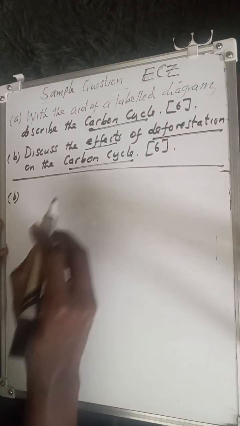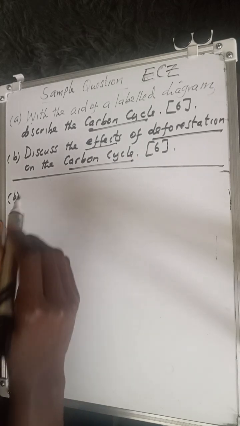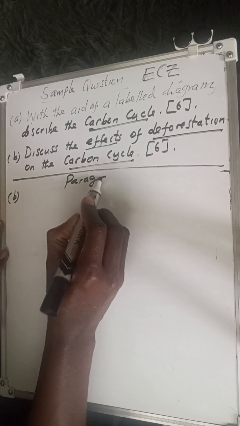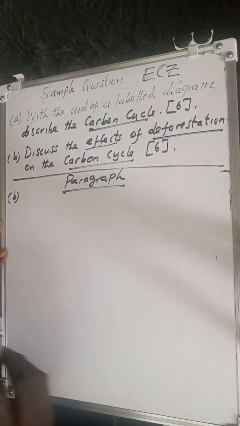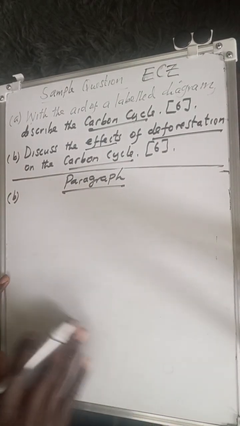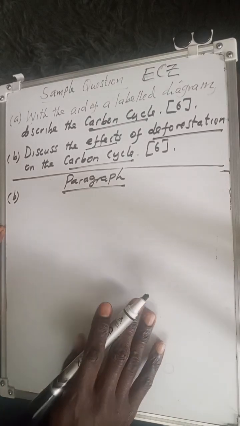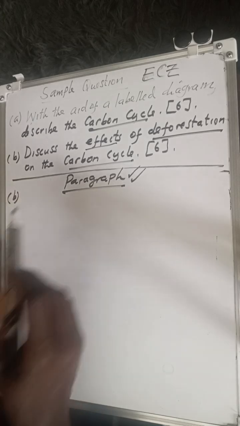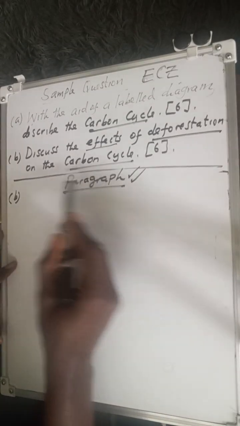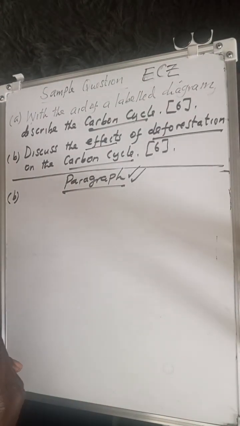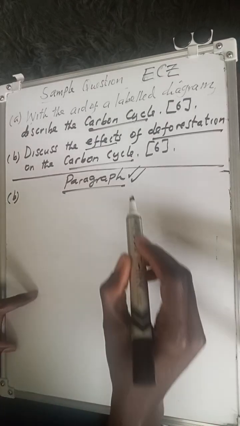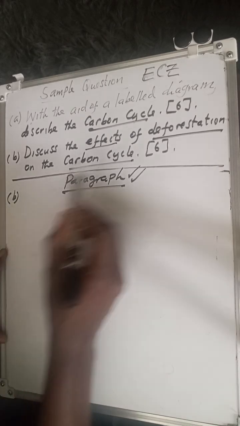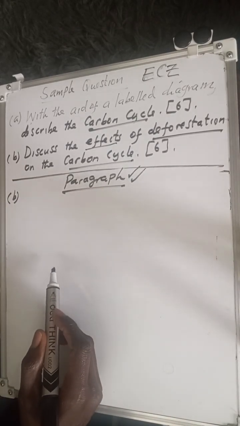I can simply give you points. Remember, don't write in bullet point form. When you're answering in your exam, you need to make sure that you write in paragraphs. As I go along, I may give you some bullet points, but remember, always when they tell you to discuss, you need to explain in section B. You need to make sure that you paragraph what you're writing. Don't put them in bullet point form, because that is going to cost you marks. So, discuss the effect of deforestation on the carbon cycle.